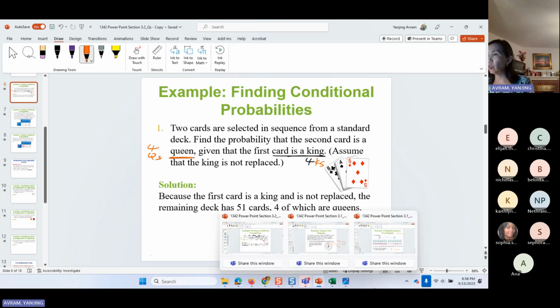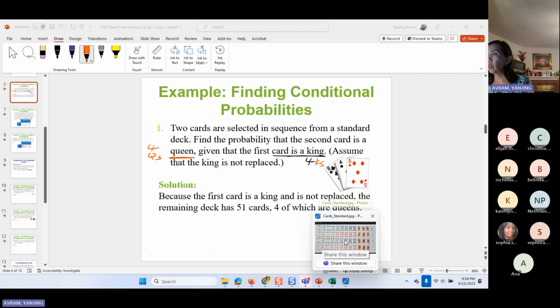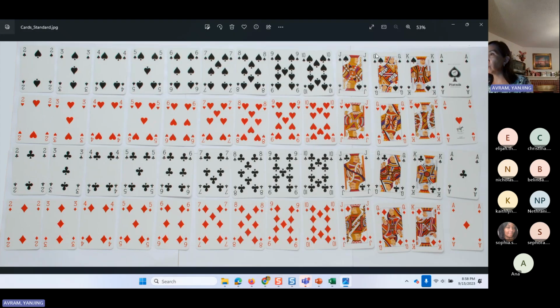As you can tell from the picture I just showed you, Q is the queen and the king is here. So what's the probability of getting a queen? You have 4 queens. If I only asked what is the probability of choosing a queen from a standard deck, that would be a little bit easier, because we have 4 queens out of the total of 52. So 4 out of 52 is the probability of choosing a queen.